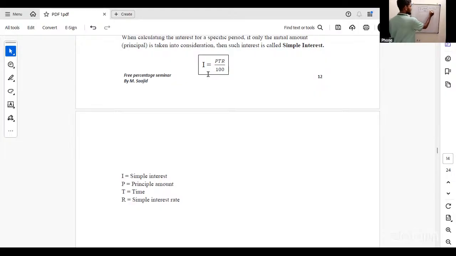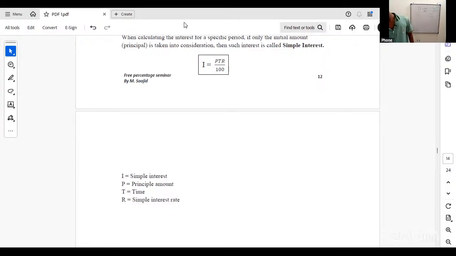P stands for the principal amount. Principal amount means the initial amount. T stands for the time. And R stands for the simple interest rate. Okay. Just remember this equation. You can do simple interest sums. You just have to make the subject whatever they ask, and you can find the values.